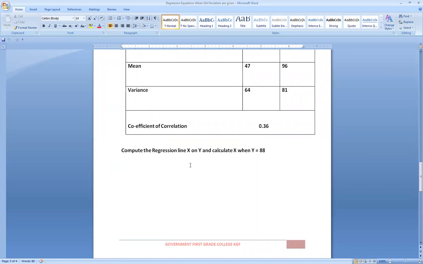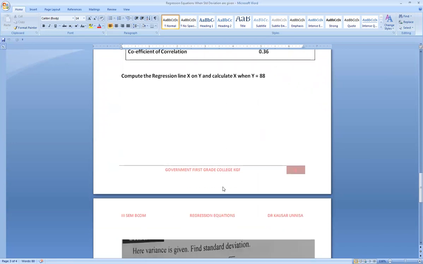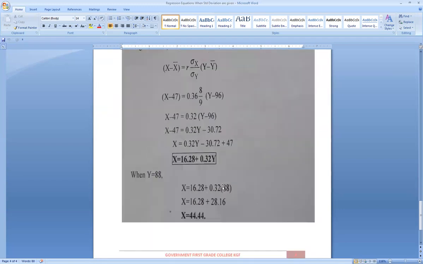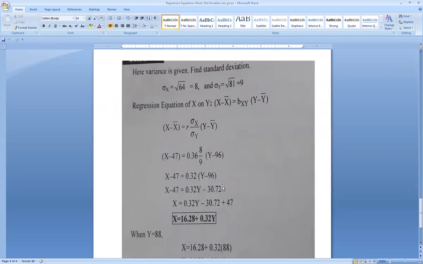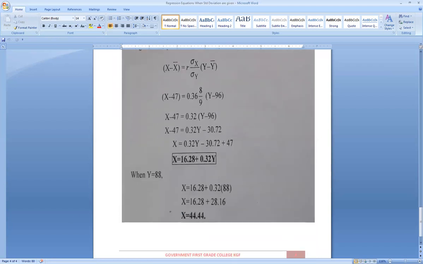So this is the question itself. They have asked to calculate only one equation, x on y, when the value of y is 88. Similarly, in the earlier question also we calculated only one equation. This is how we have to solve when the standard deviation values are given. So with this, we are going to end this session.